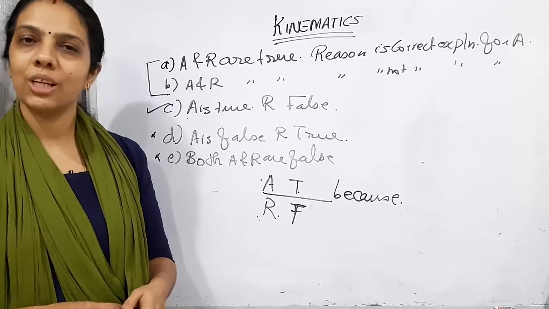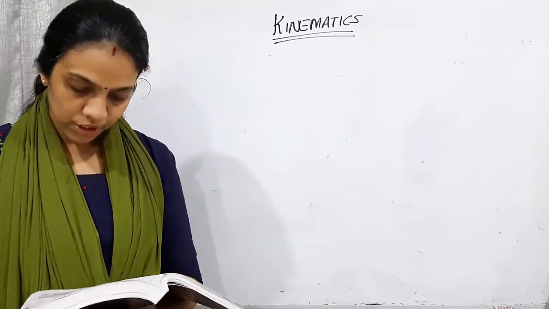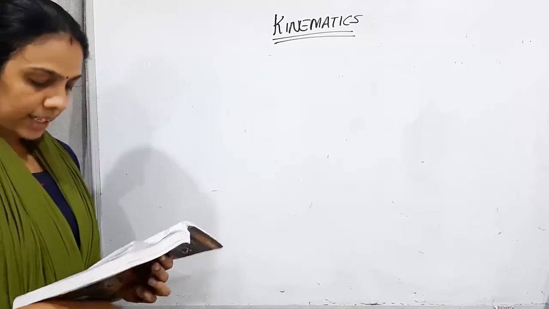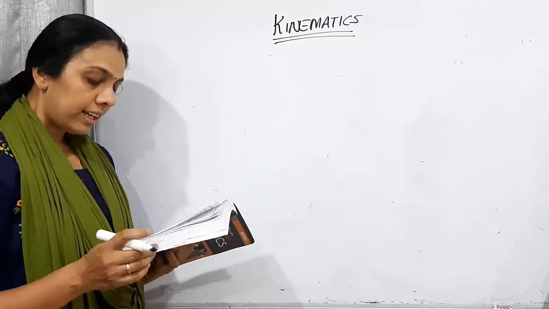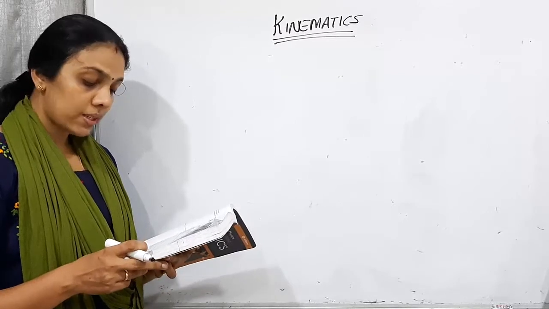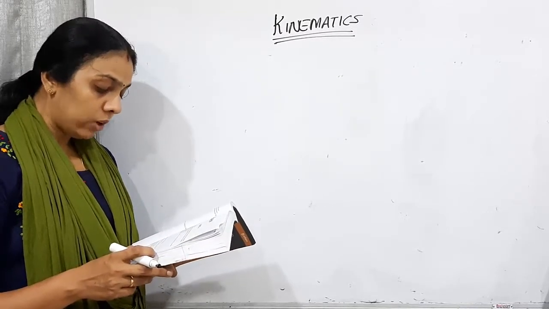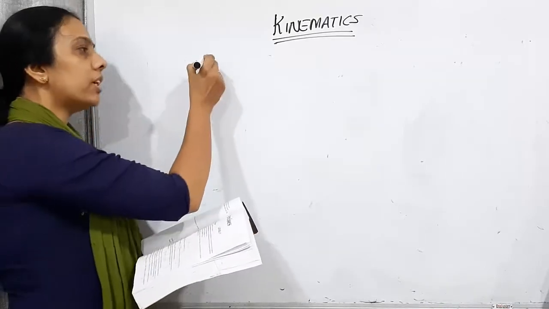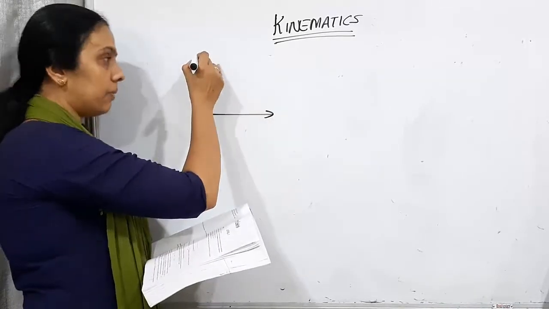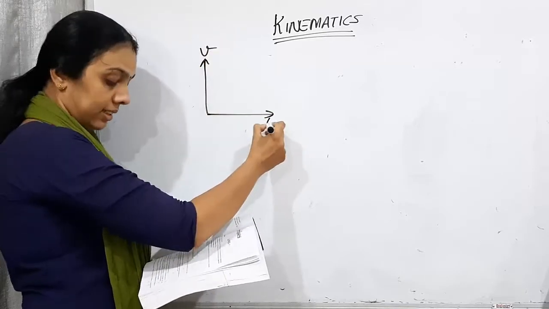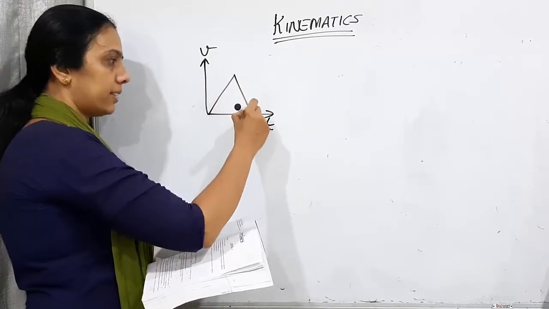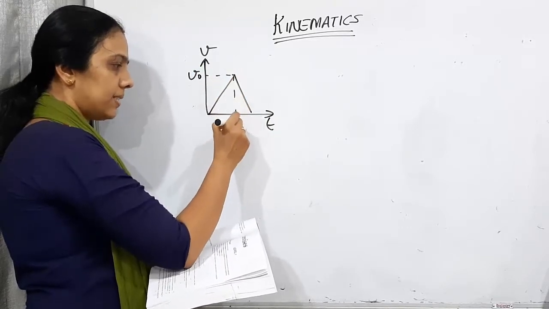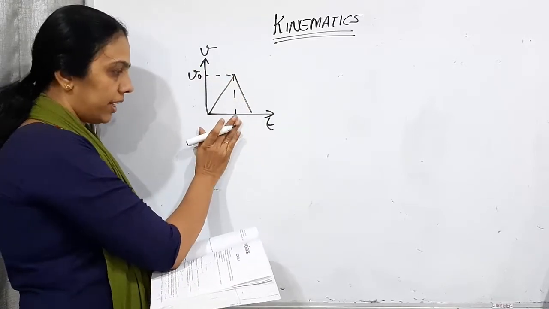So now shall we move? Here the first question is: in the v-t graph shown in the figure, average velocity in time interval 0 to t0 depends only on v0 and it is independent of t0. So here a velocity time graph is given, v and t. The velocity time graph is like this. Here it is given v0 and here, the final one, it is t0.